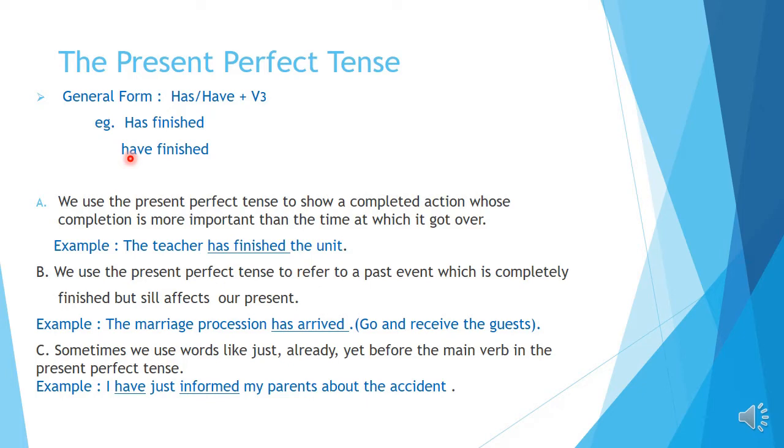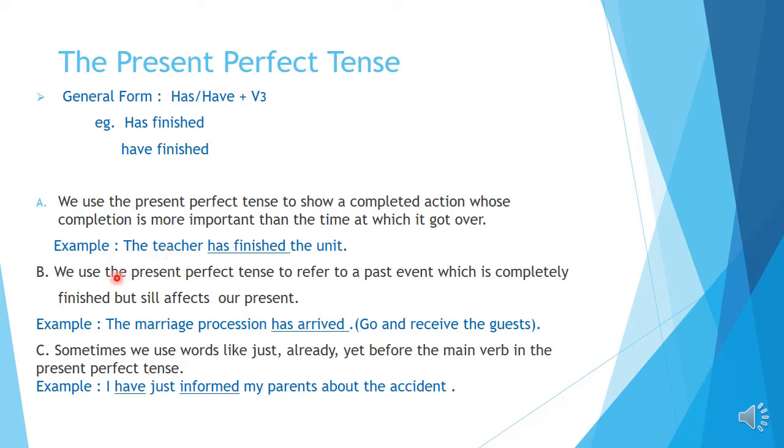Okay children? We use the present perfect tense to show a completed action whose completion is more important than the time at which it got over. Example, the teacher has finished the unit. Here has finished shows present perfect tense. We used the word has because the teacher is a singular subject.